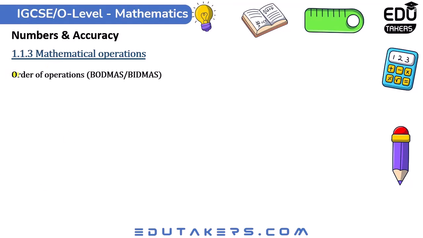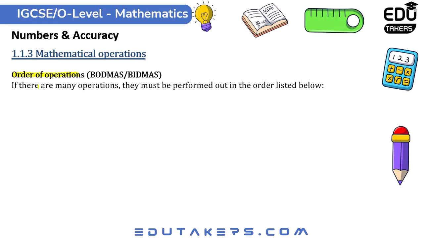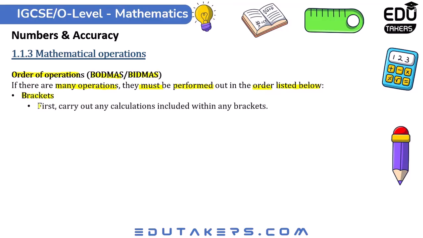Next is order of operations. If there are many operations, they must be performed in the order listed below. This rule is called BODMAS or BIDMAS. B stands for brackets. First, carry out any calculations included within any brackets.